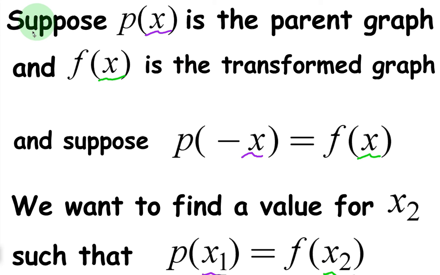Now we're going to take a proof for horizontal flipping and why it works the way that it does. Again, suppose p of x is the parent graph and f of x is the transformed graph, such that p of negative x equals f of x. In other words, we're going to put a negative 1 in front of our x values for our parent function. I like to always bring up the graph.